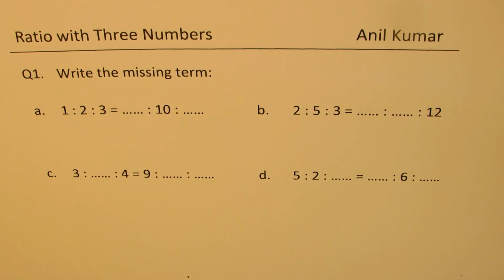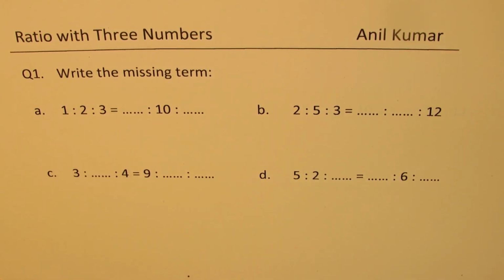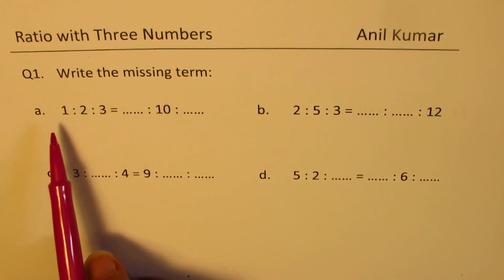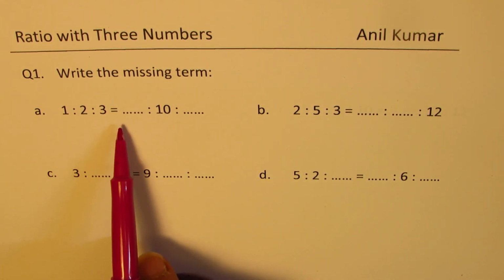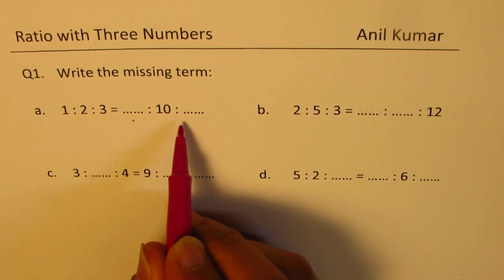In this video, we have taken 6 examples with ratios relating 3 numbers or 3 quantities. Question number 1 here is, write the missing term. 1 is to 2 is to 3 equals something is to 10 is to something. We need to figure out these two values.